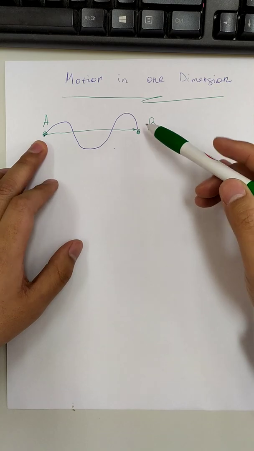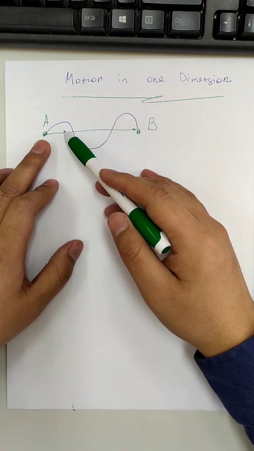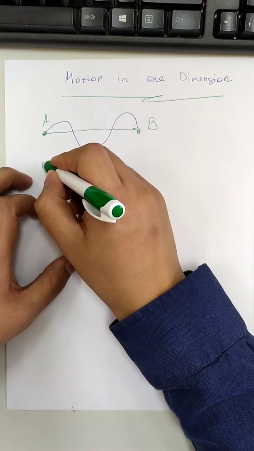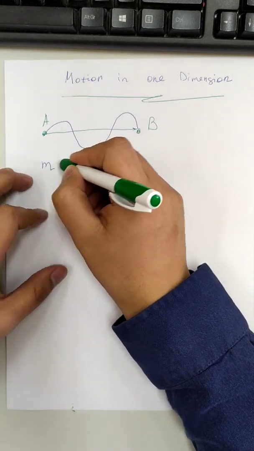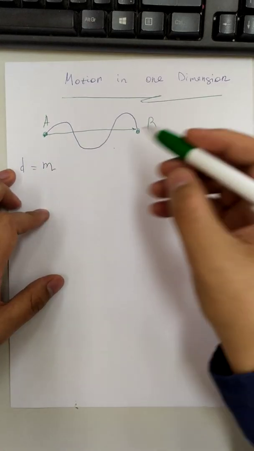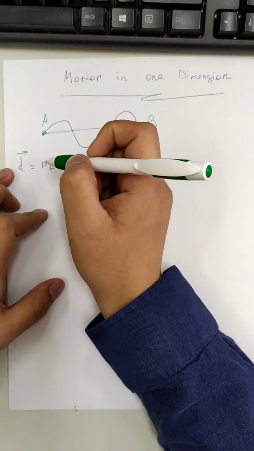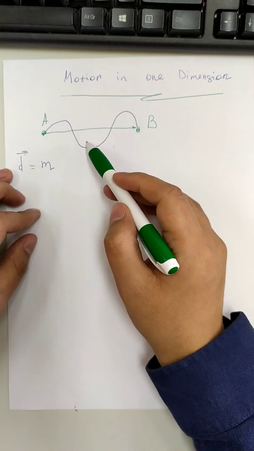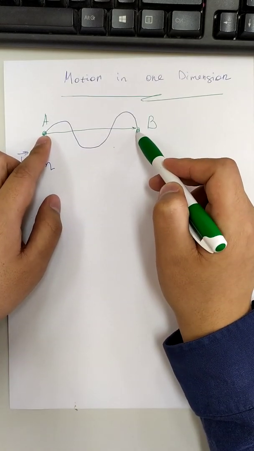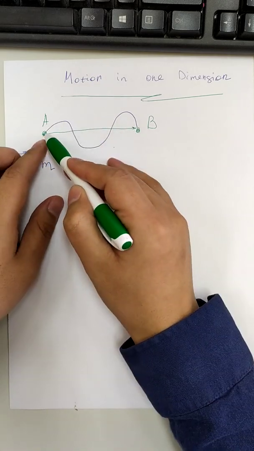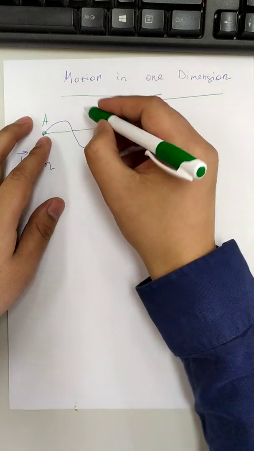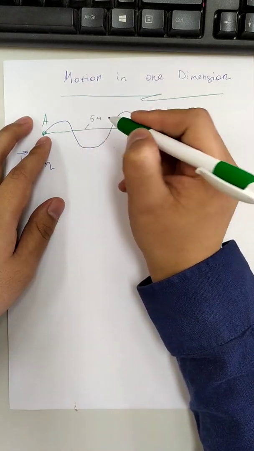Displacement is the distance moved in a particular direction. The unit of displacement is the meter. Displacement, d, is a vector quantity. On the figure, displacement is the length of the straight line from A to B. The displacement, for example, is 5 meters.